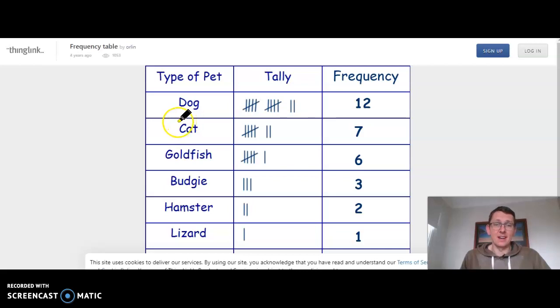Data, data, data. What do you do with so much data? How do we collect data? Well, one way to do that is through a tally and frequency table. We use these tables to help basically count what is going on with our surveys and our responses.